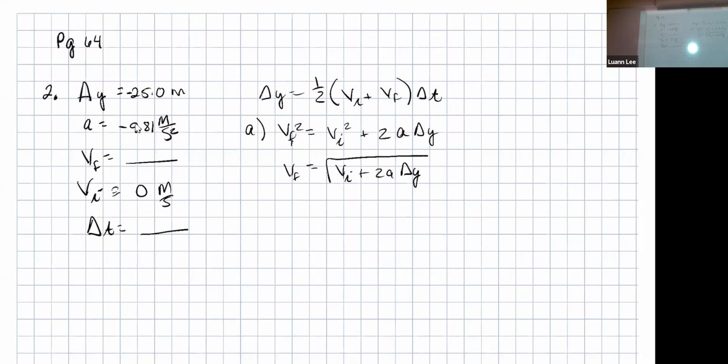Yes. And here, I'm going to do B now. All the negatives and positives depend on whether it is going up or going down. All right, B. I'm going to figure that I have everything except for time. So I'm going to use VF equals VI plus acceleration times time. Okay. Yeah, rearranged.